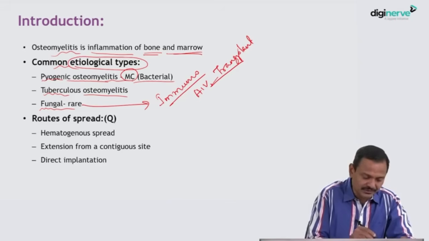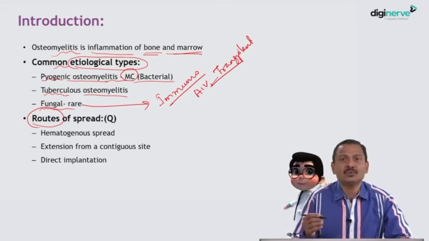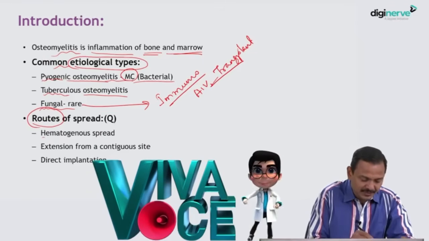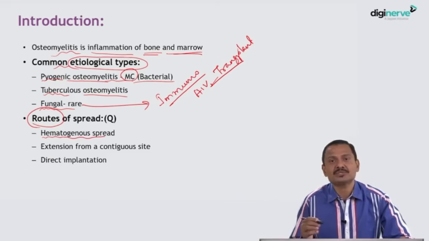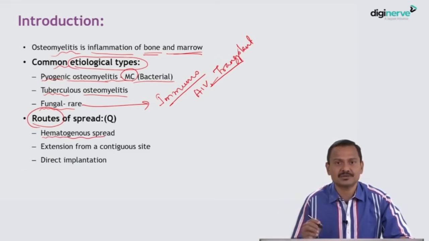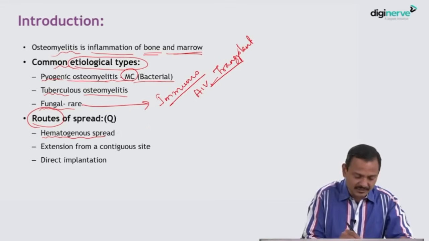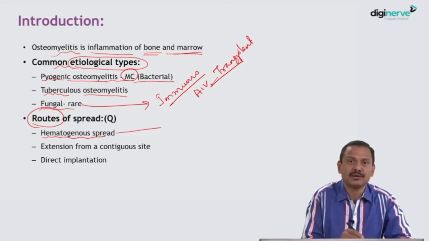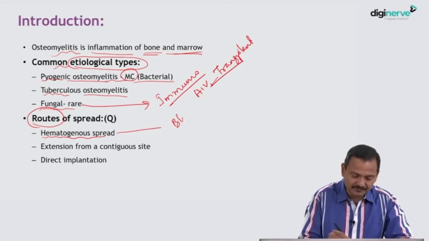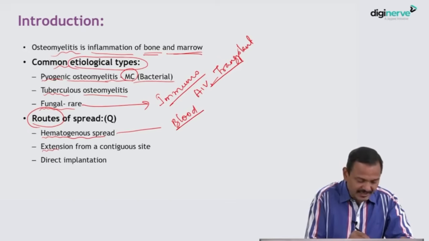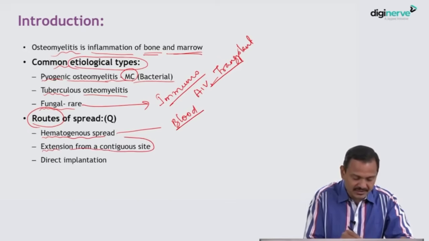Now the routes of infection. From where or how do these infections enter the bone or bone marrow? First is hematogenous. Suppose a patient has a subcutaneous infection or inflammation, or a sore throat, or an infection or TB in the lung or lymph node. These infective organisms can spread through the hematogenous route, through blood, and go to the bone. This is the most common. Okay? Second is extension from a contiguous site.